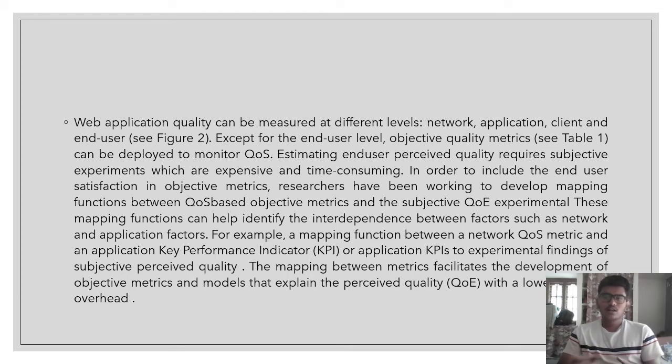These mapping functions can help identify the interdependence between factors such as network and application factors. Let us take an example, like a mapping function between a network QoS metric and an application performance indicator, also known as KPI, or application KPIs, to experimental findings of subjective perceived quality. The mapping between the metrics facilitates the development of objective metrics and models that explain the perceived quality with a lower cost and overhead.